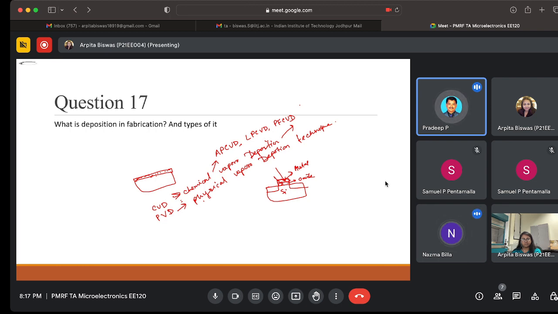Aluminium pattern, madam. Aluminum. Polysilicon pattern, polysilicon. Polysilicon. Anything else? Take your time and at least try.